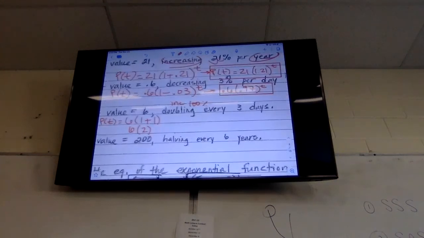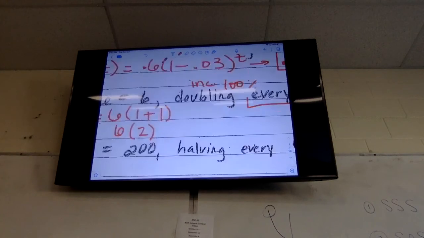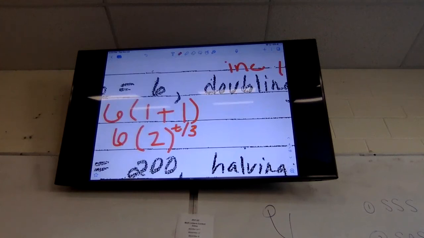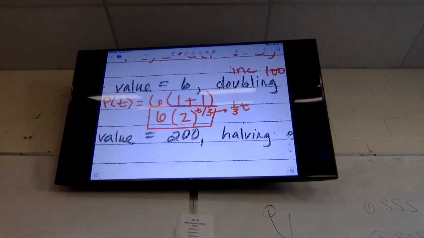Now, the last part is a little funny because it says every 3 days. It doesn't say every day or every year. It says every 3 days. When it has a certain time that it does it in, we're going to say t divided by 3, or you can say 1/3 t. It doesn't happen on the first day or the second day, but it happens on the 3rd. It doesn't happen on the 4th or the 5th, but it happens on the 6th. So in order to keep track of that, we have to make that a fraction so it doesn't quite go to the number that we want it to until we get to 3 days. Every 3 days it does that. So this is my final equation.